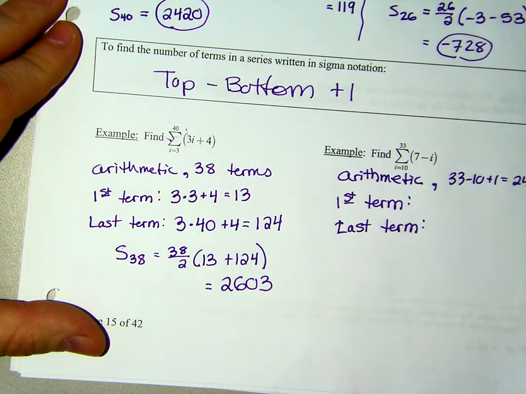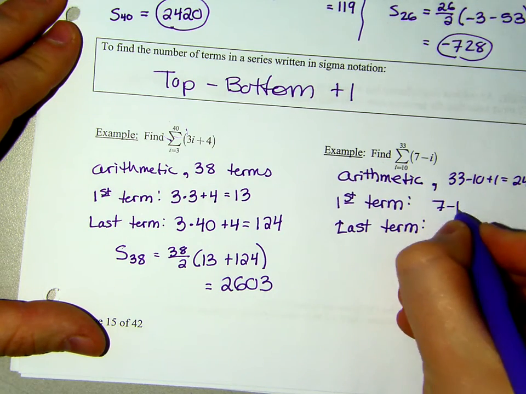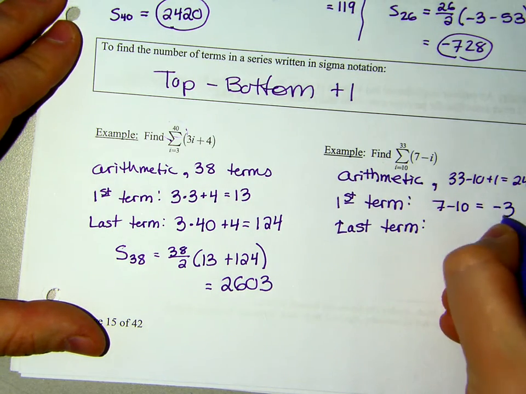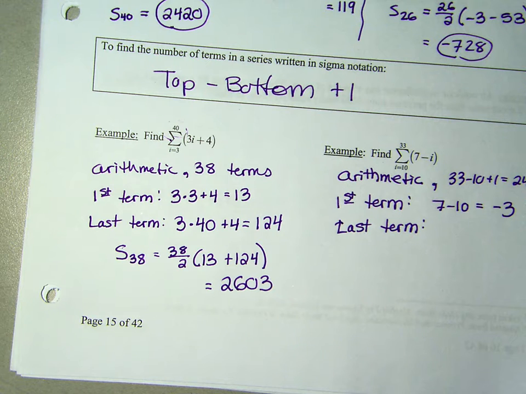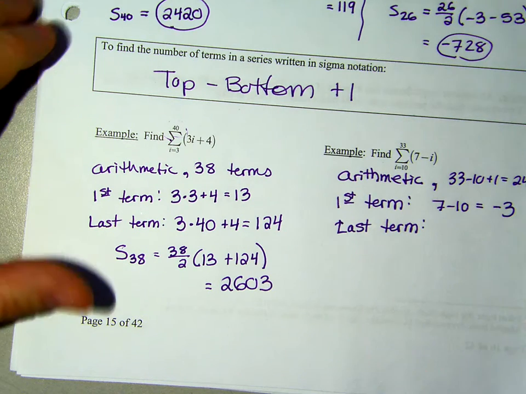Plug in what to our formula? Plug in 10. Plug in that lower limit. Plugging in the lower limit will always give us the first term. You should get negative 3. And Jess, you have the last term. Yep, by doing what?